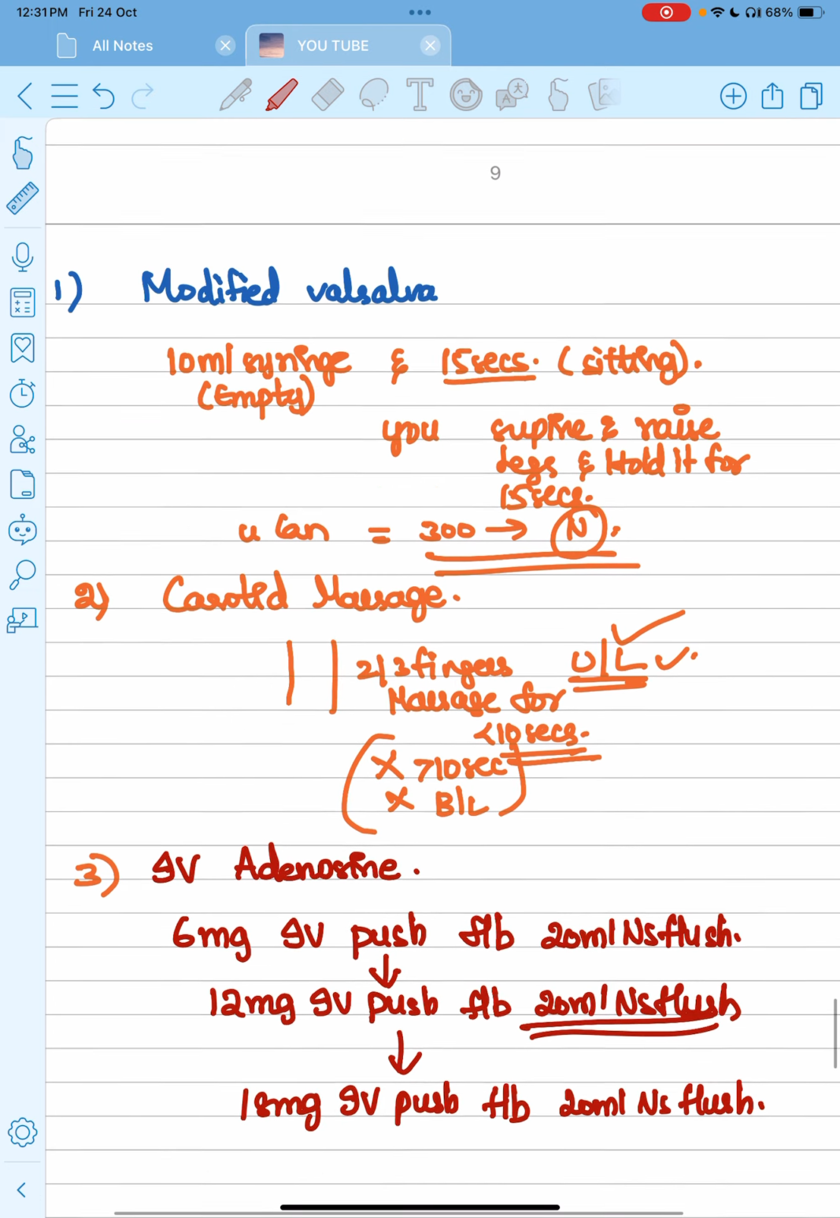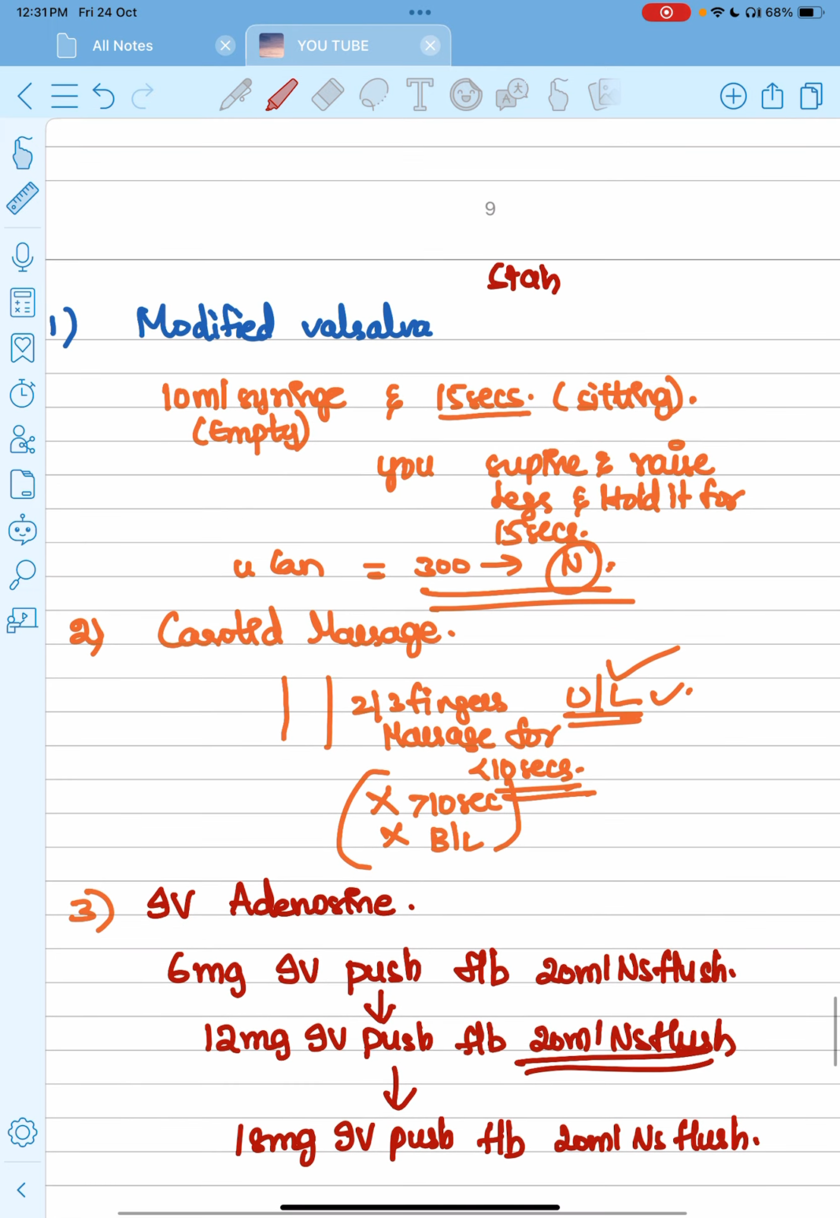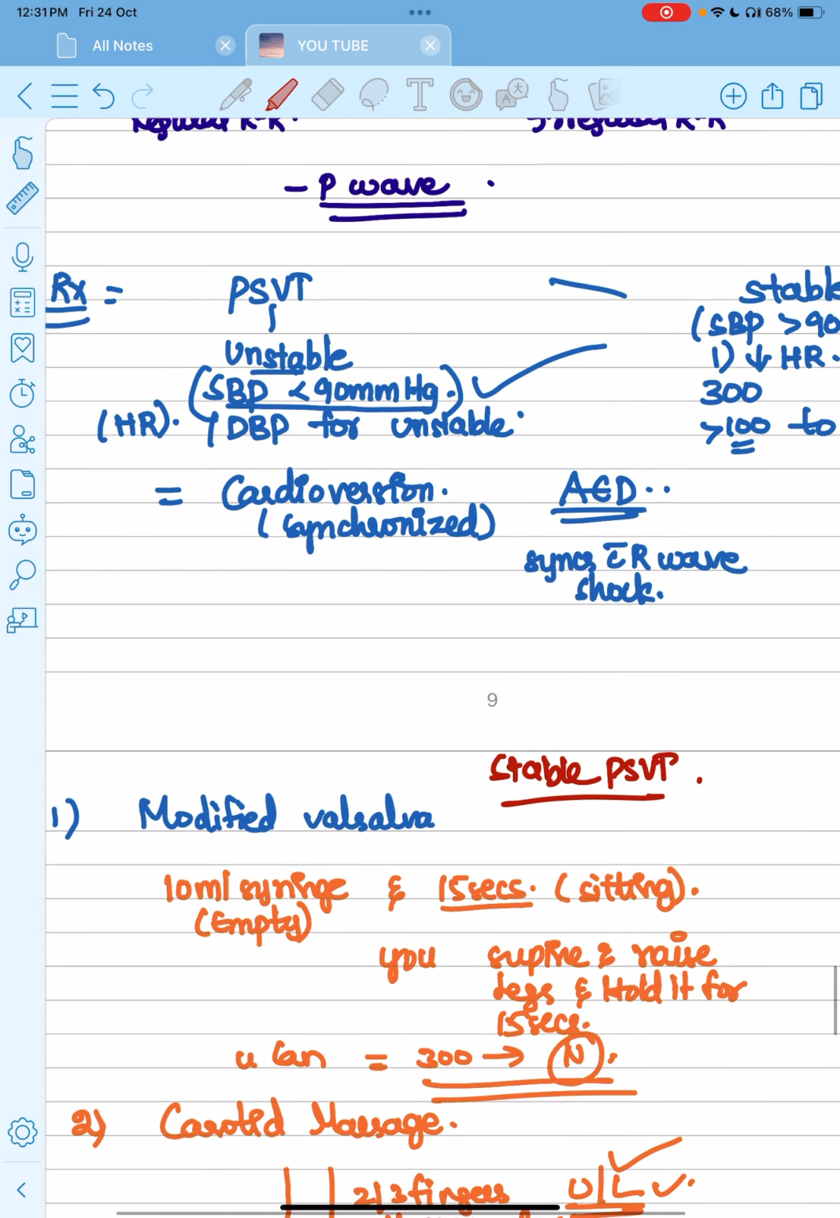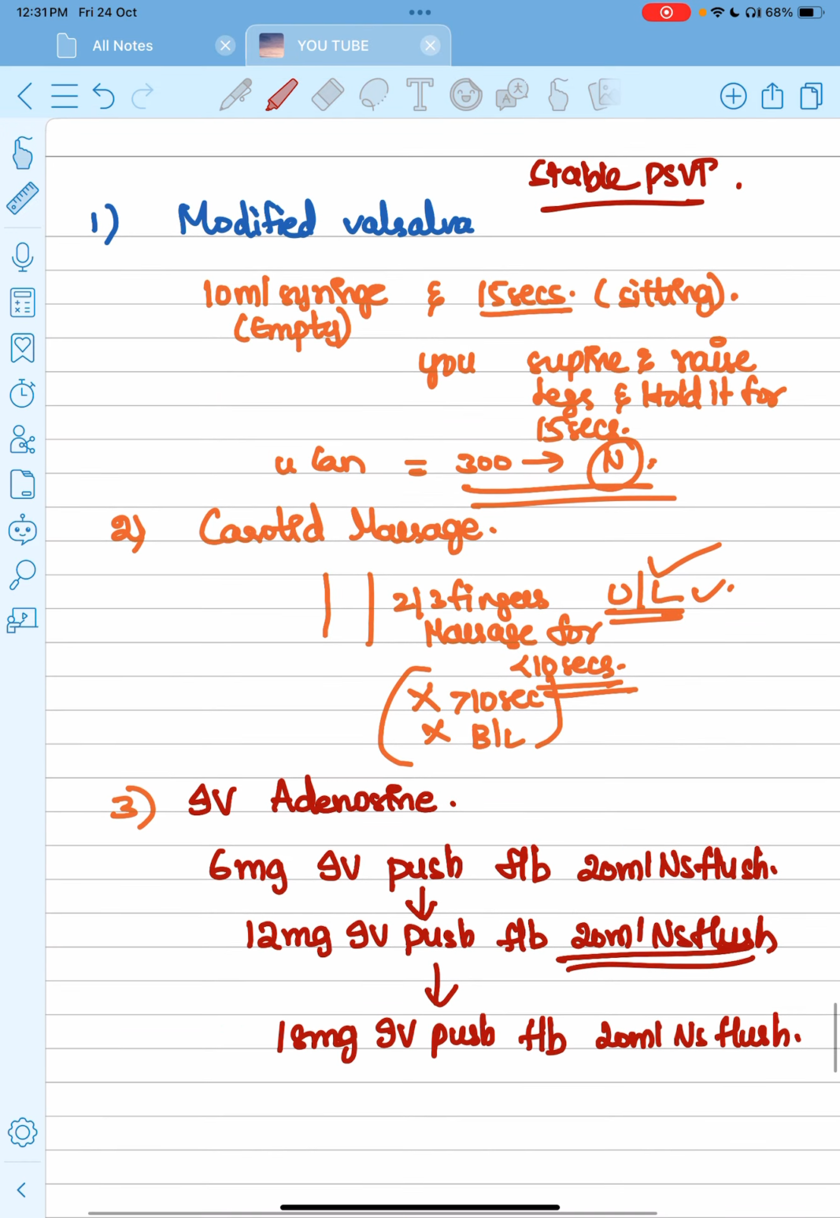This is the treatment for stable PSVT, and in unstable, I told you, cardioversion is to be done. That's it about the PSVT.